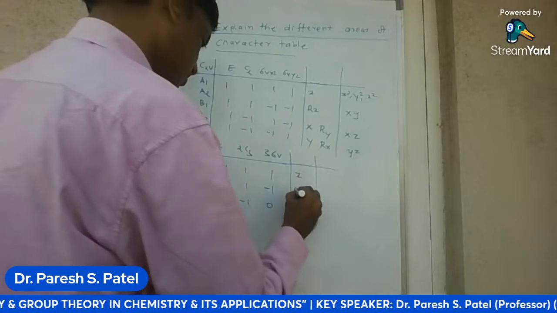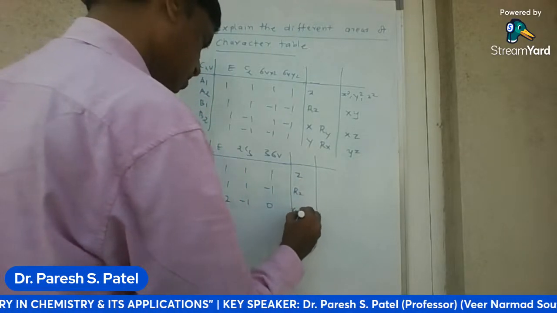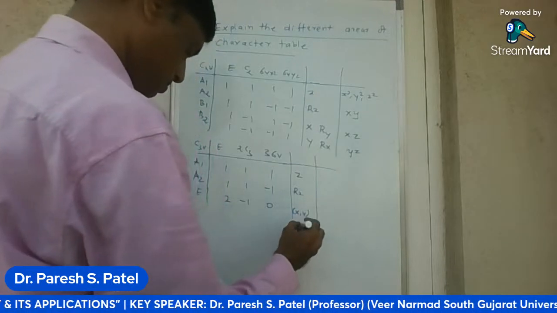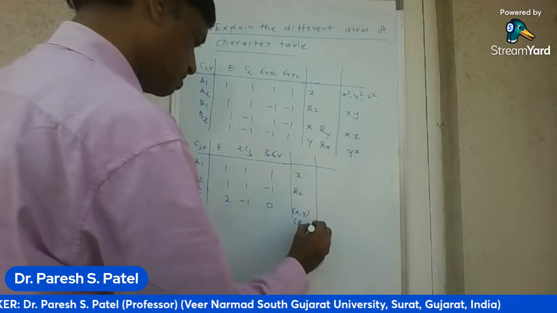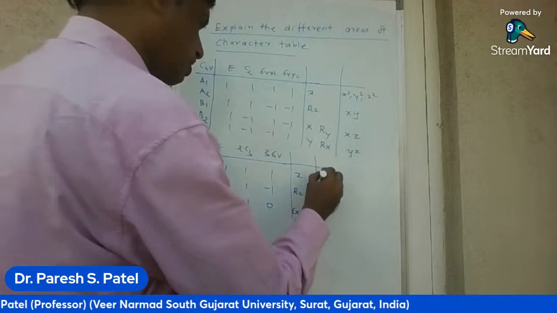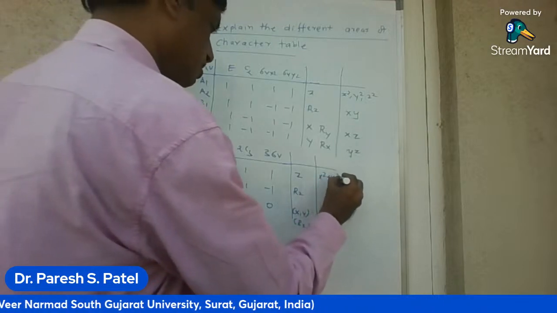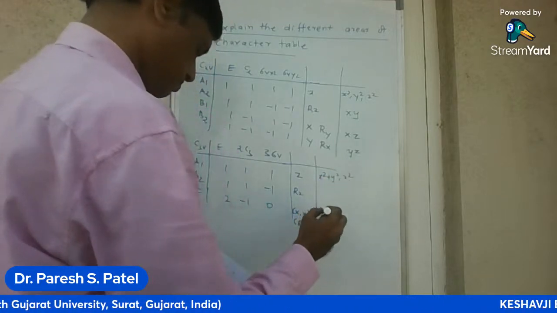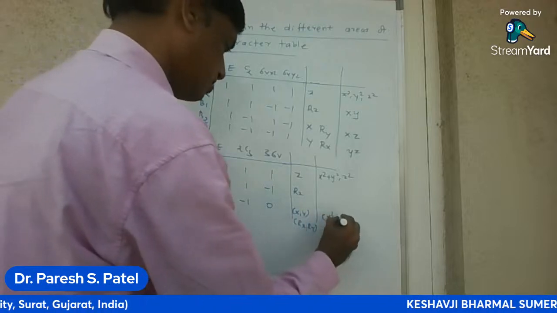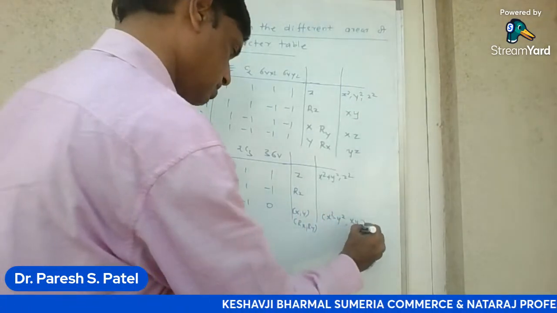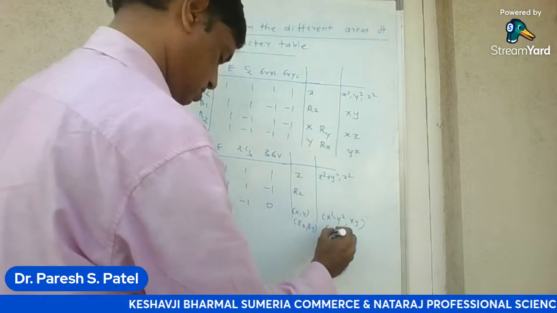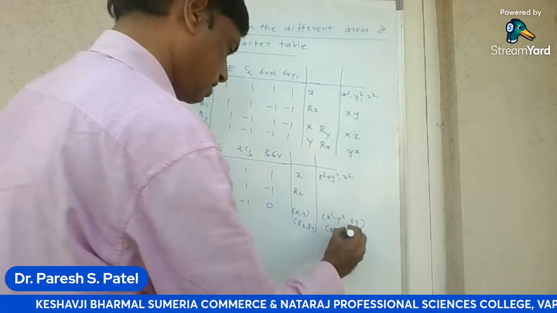Z, Rz, XY, Rx, Ry, x square plus y square, z square, x square minus y square, xy, xz and yz.